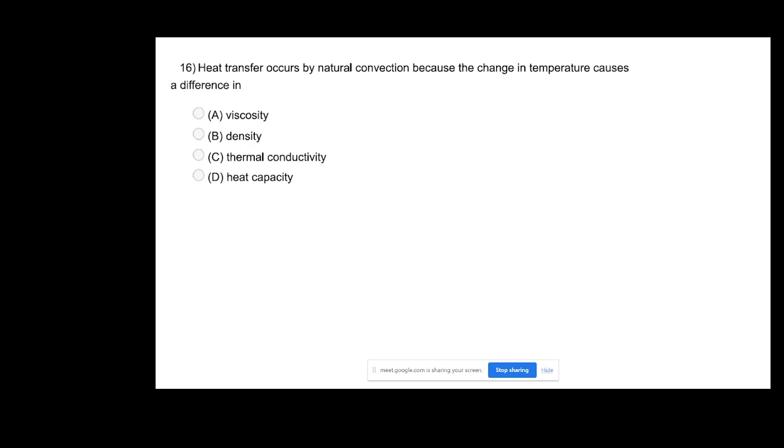Next question is, heat transfer occurs by natural convection because the change in temperature causes the difference in... For this question, earlier also while explaining the convection process, I had highlighted that there is one phenomenon which results due to the change in temperature. So can anyone tell me what that phenomenon is? That is the correct answer for this question. Anyone wants to answer?